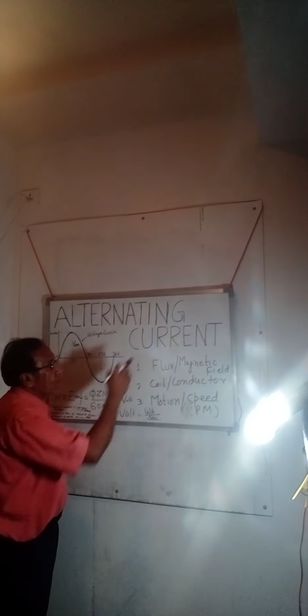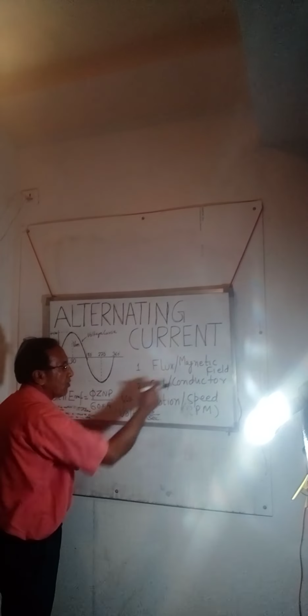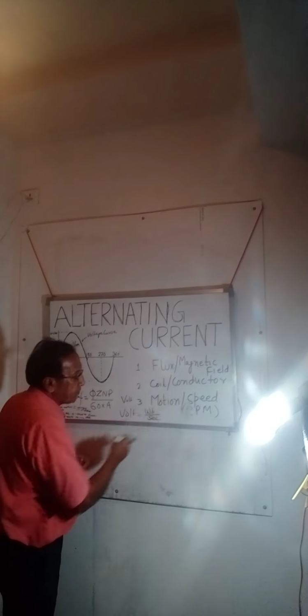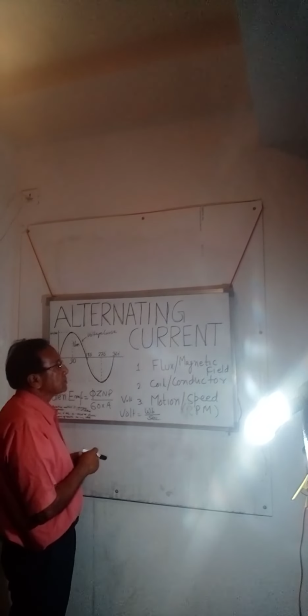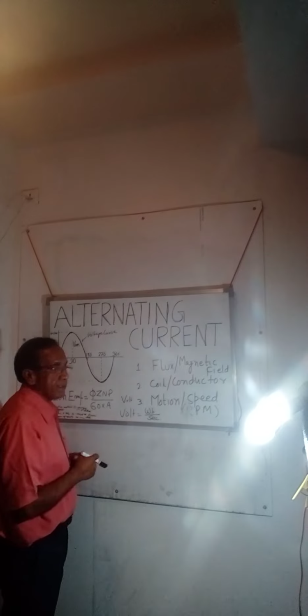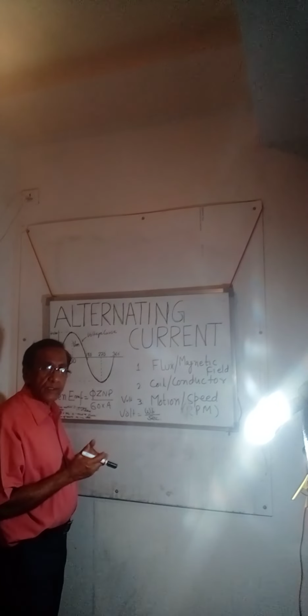Now how is it generated? For the generation or production of the alternating current, we need the magnetic field, the coil or conductor, and the speed or RPM. The three factors are arranged in a closed loop, closed circuit, closed path.